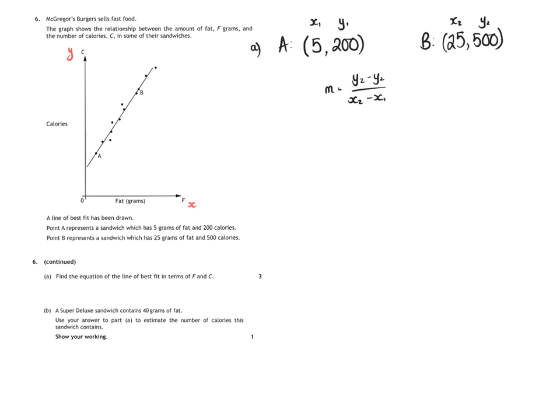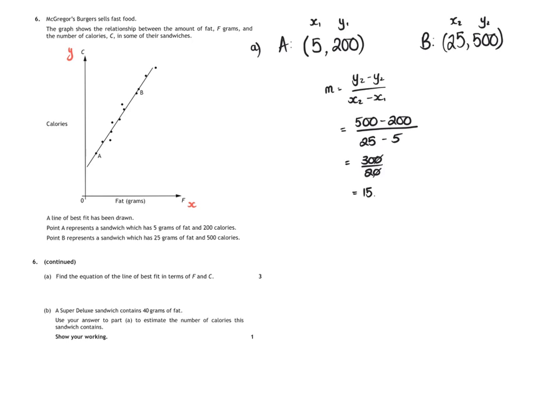Okay, so we put our values in, so we're going to get 500 take away 200, all over 25 take away 5. So we're going to get 300 divided by 20. Okay, and we can simplify that. We can get rid of our zeros, because we've got one on the top, and then we're going to get 30 divided by 2, so that is 15.